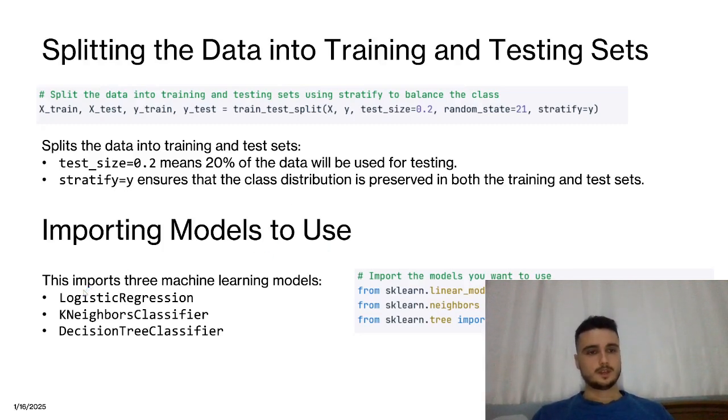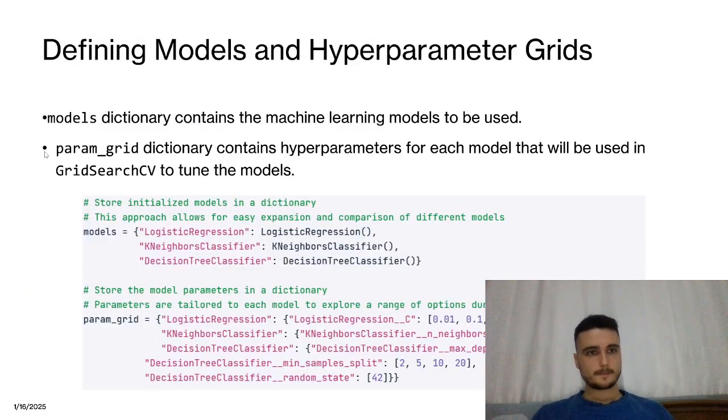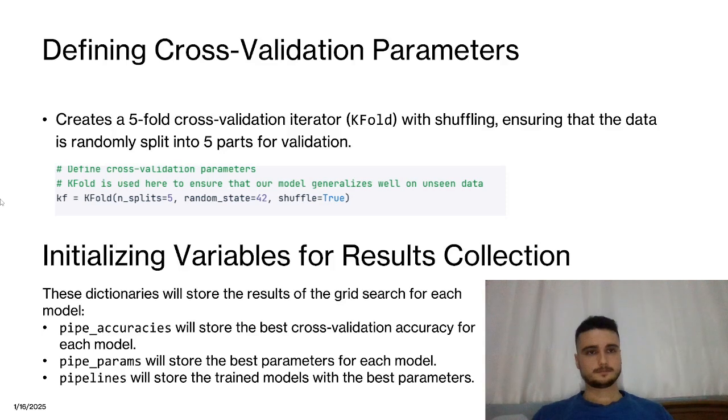Importing models to use. This imports three machine learning models. You can see these machine learning models. The models dictionary contains the machine learning models to be used. This dictionary contains hyperparameters for each model that will be used in GridSearchCV to tune the models.